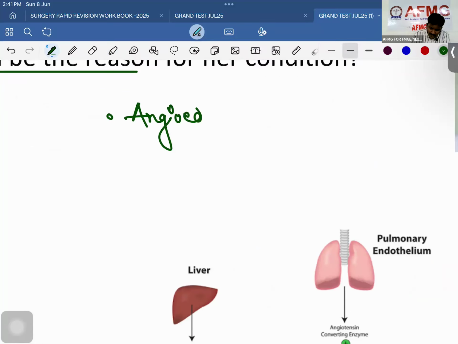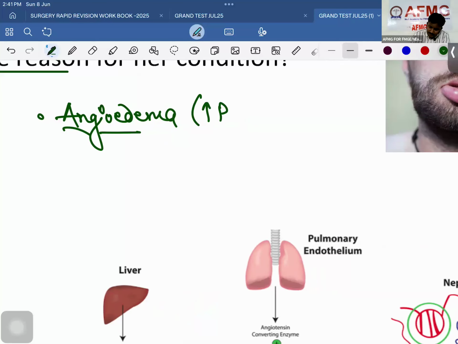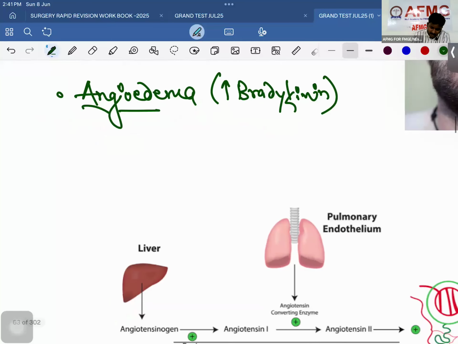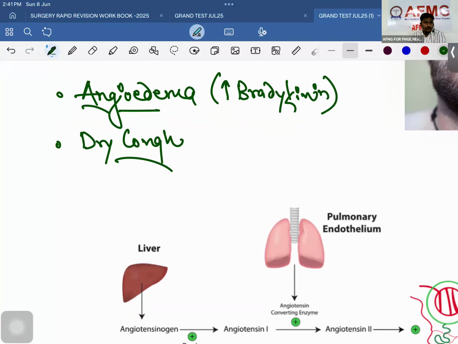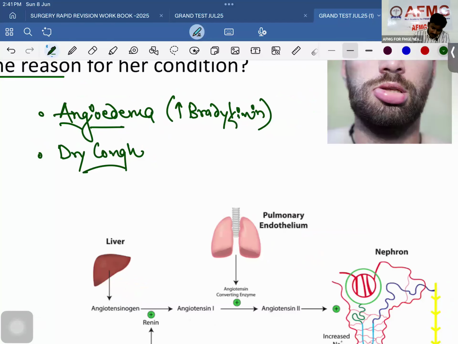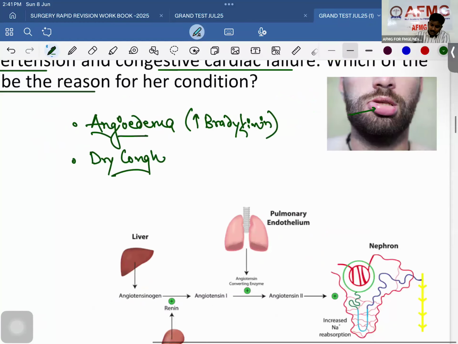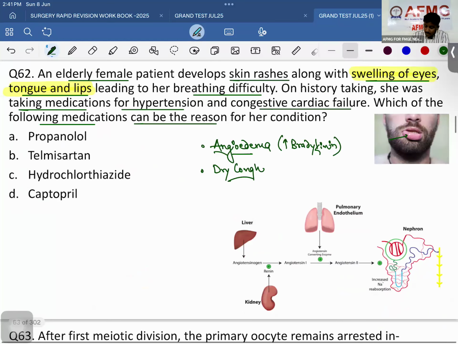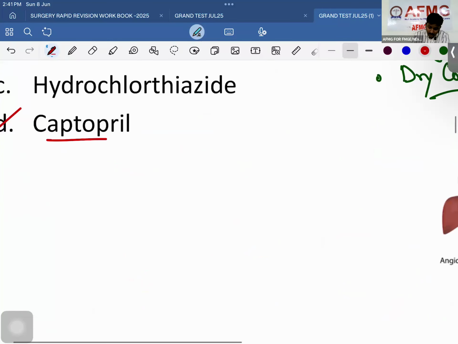And we know that angioedema is an adverse effect that usually happens due to increased amount of bradykinin. So when there is increased bradykinin, the patient will have angioedema. And the second important problem will be dry cough. These are the two problems which will be associated. So this is a classical side effect associated with which drug? Option D, that is captopril. The pril group of drugs are ACE inhibitors. ACE is nothing else but angiotensin converting enzyme.